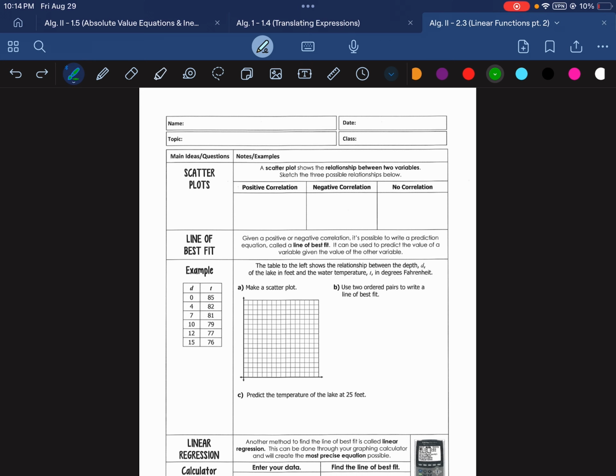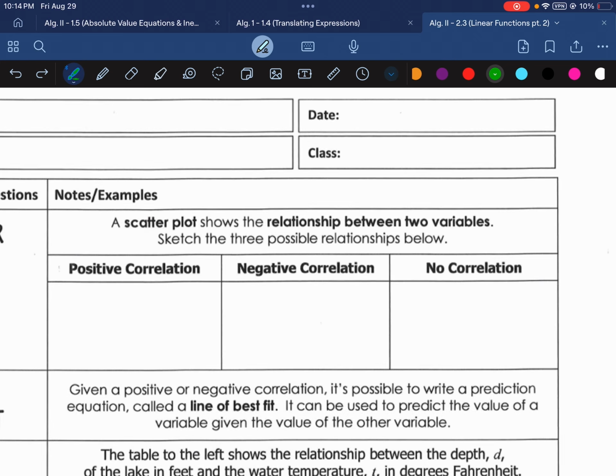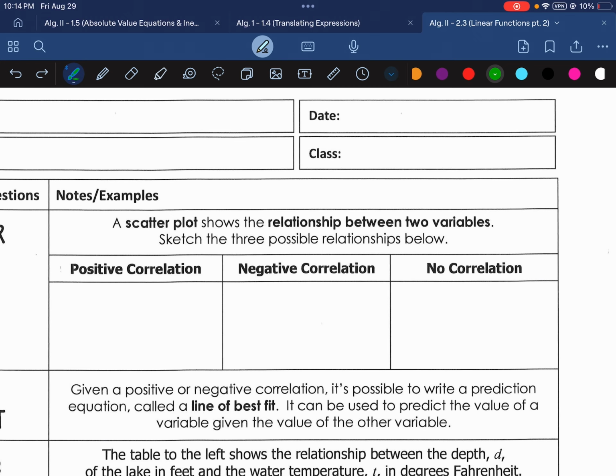Moving on here, let's talk about scatter plots. A scatter plot shows the relationship between two variables. And we're going to sketch the three possible correlations below, or the three possible relationships. In each of these, we'll have a graph, and I'm showing quadrant 1 in each of these graphs, which is the top right quadrant.